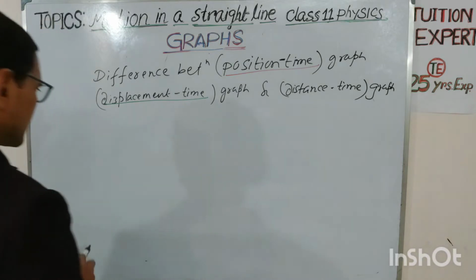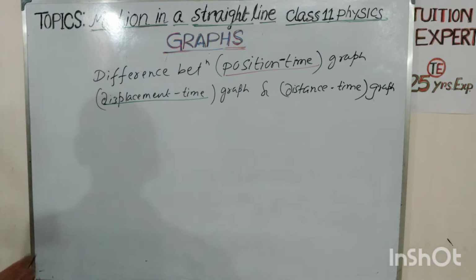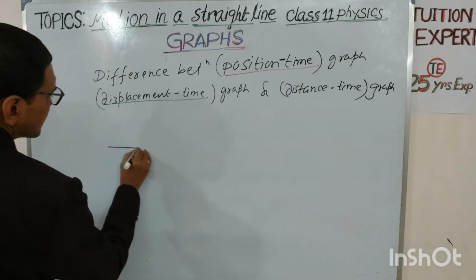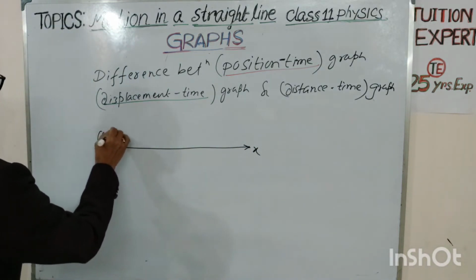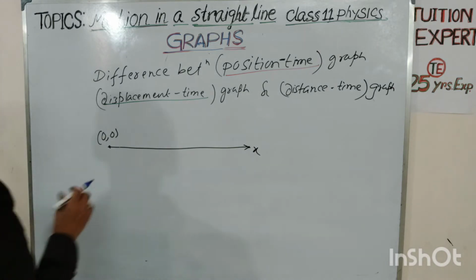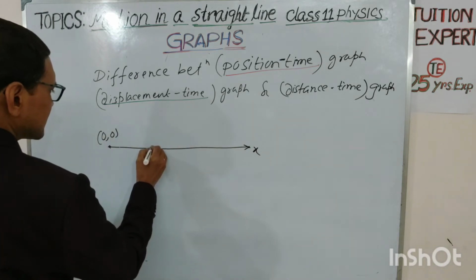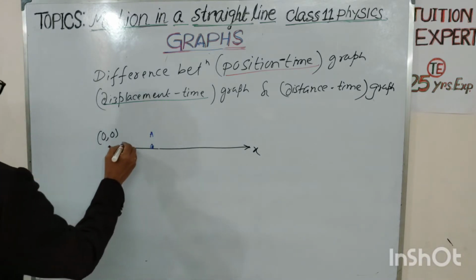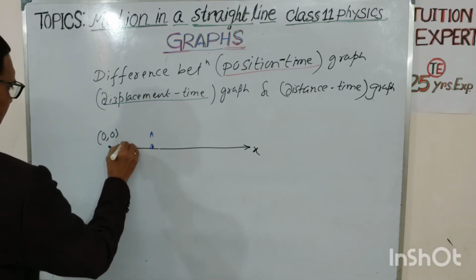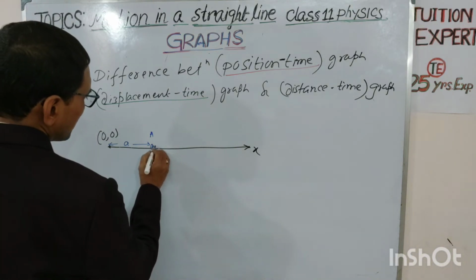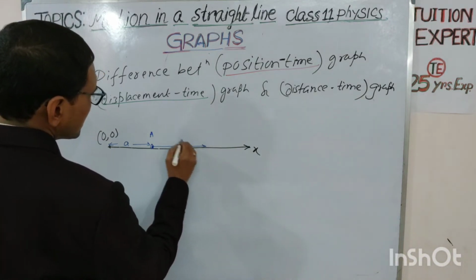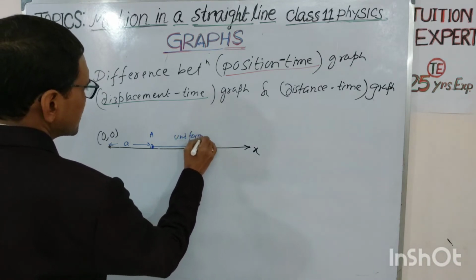To understand, suppose we consider the body is moving along the x-axis. This is the x-axis, here is the origin, and the body starts from here, at a distance, suppose a equal to 10 units or something. So the body moves with a uniform velocity.